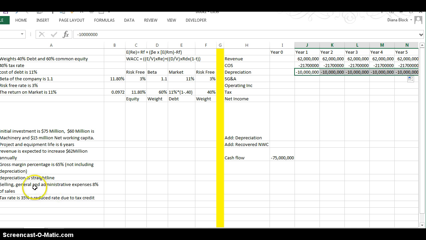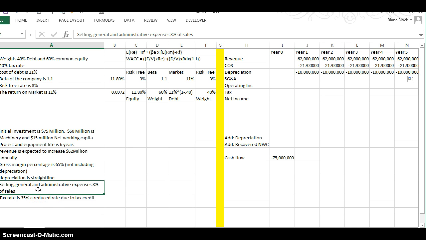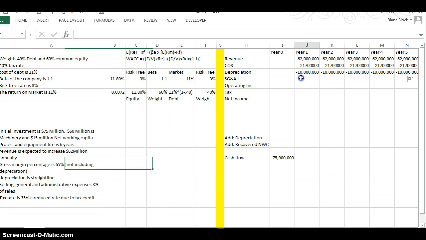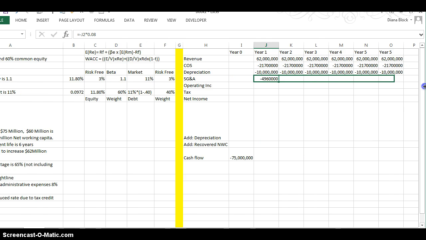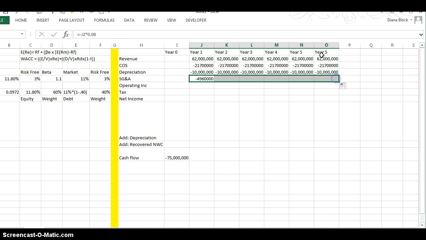And then now we need to determine what is our selling, general, and administrative expenses. It tells us that's 8% of sales. So we're going to calculate that by taking our sales times 8%. So now we've got our selling, general, and administrative expenses.